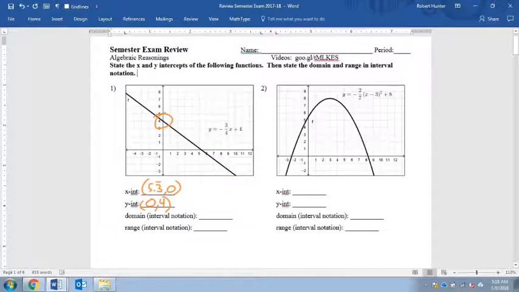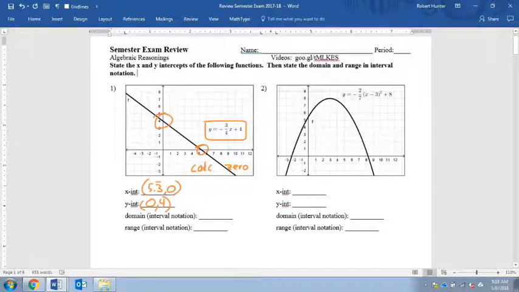Feel free to stick this in your calculator and go to a zero. Put the equation in your calculator. Go to second, go to calc. And if we want an x-intercept, that's a zero.